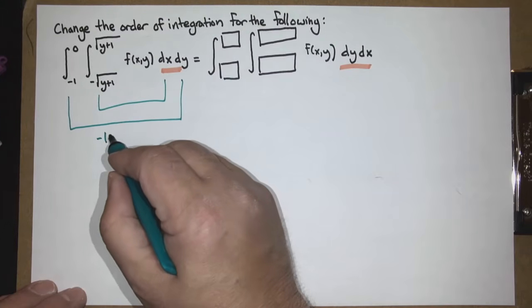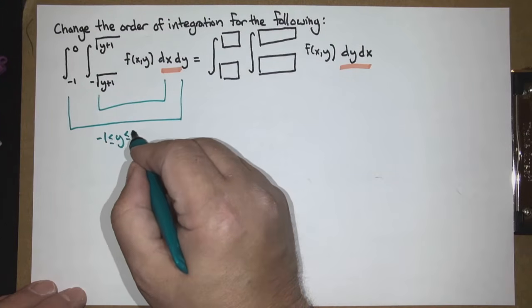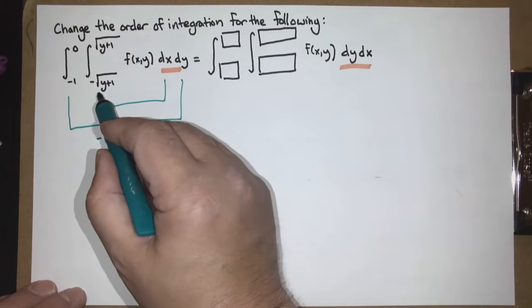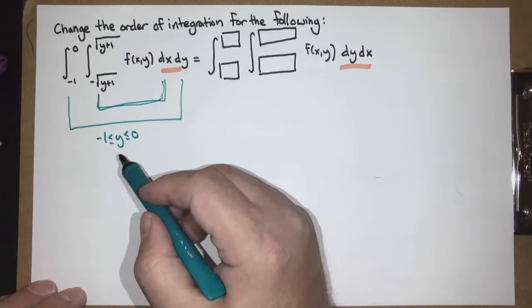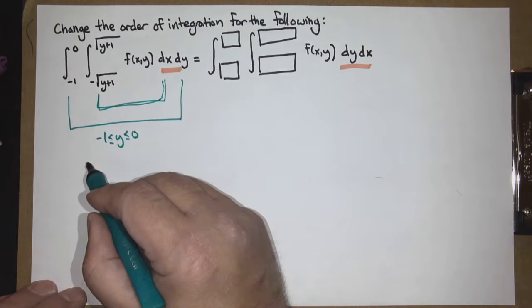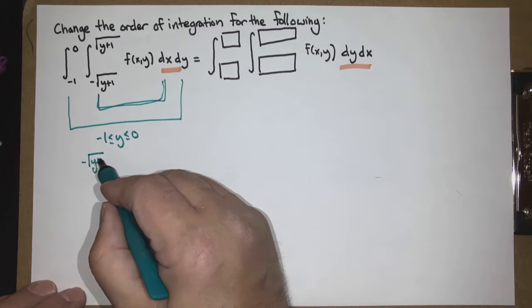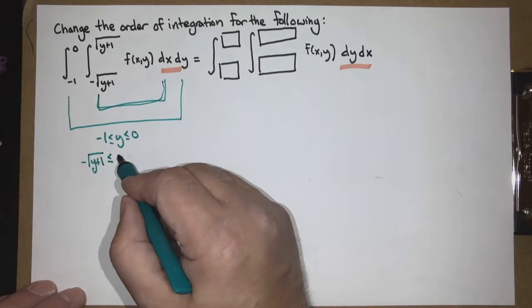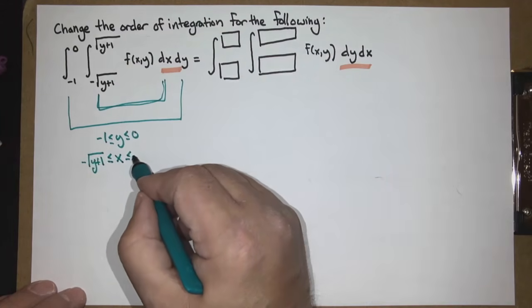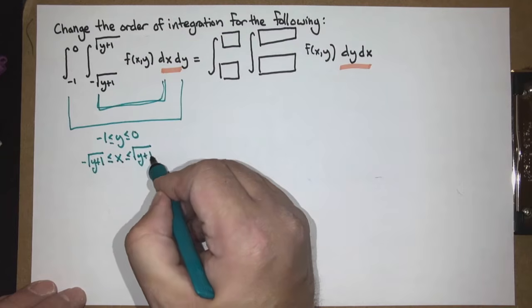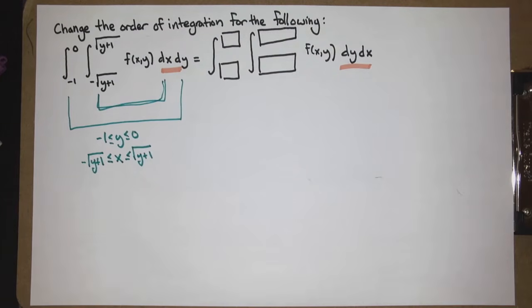Negative 1 up to 0. All right, now what can we say about x, the next layer? Where does x go from? Negative square root of y plus 1 is less than or equal to x, which is less than or equal to square root of y plus 1. It's in the bounds.